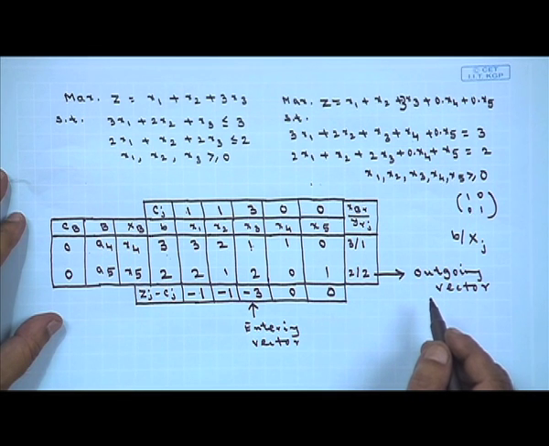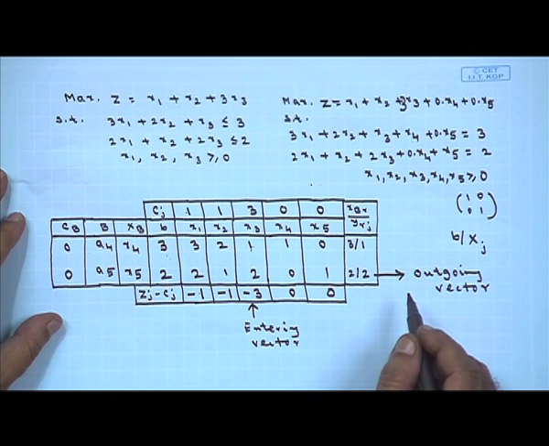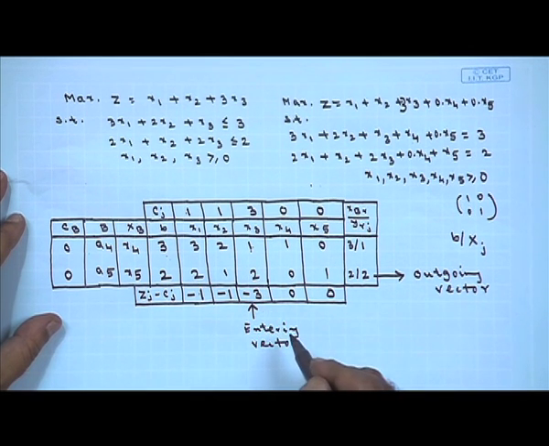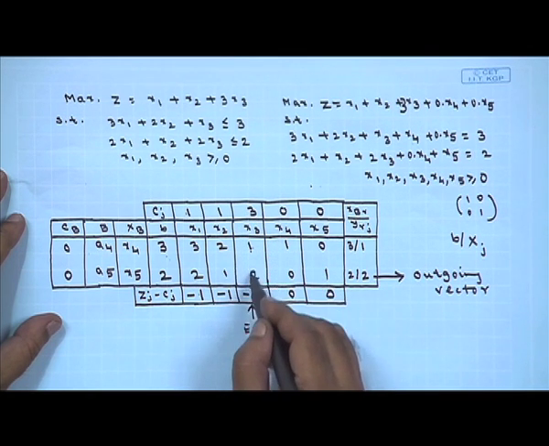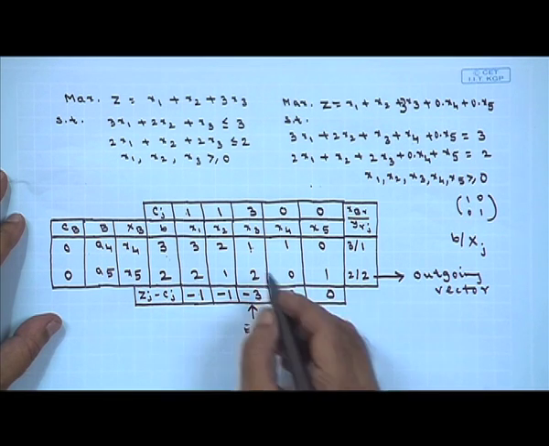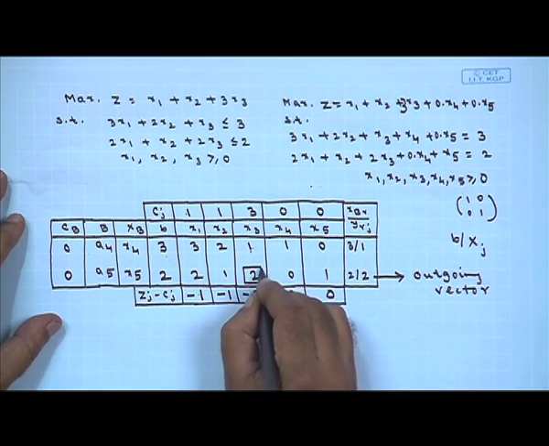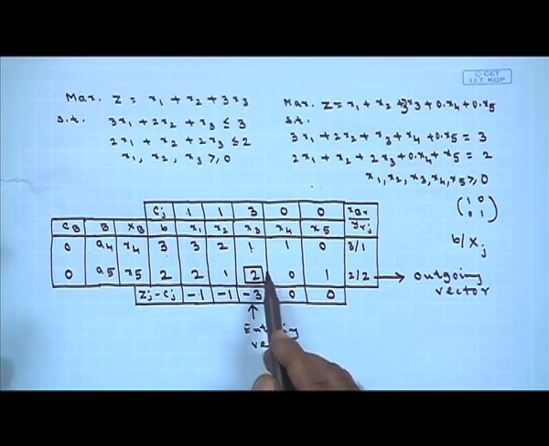And what is the pivot element? The pivot element is the intersection of the column and the row corresponding to the entering vector and the outgoing vector. So, this is the column for the entering vector and this is the row for the outgoing vector. So, the pivot element will be this one. Since the pivot element is this, in the next table I have to make this one as 1 and all other elements of this column as 0. So, I have to do it now.